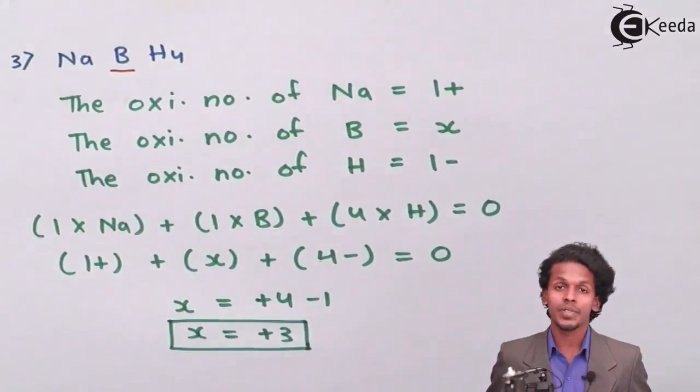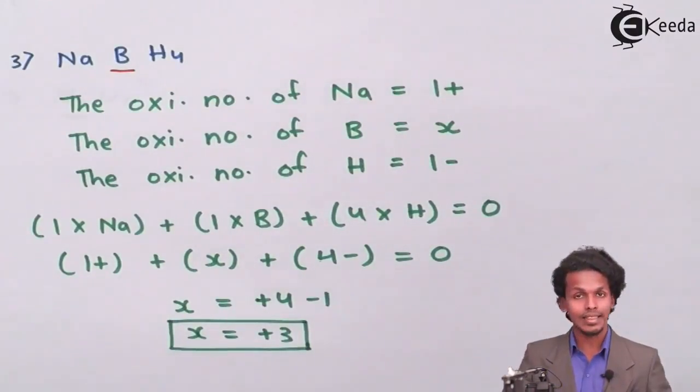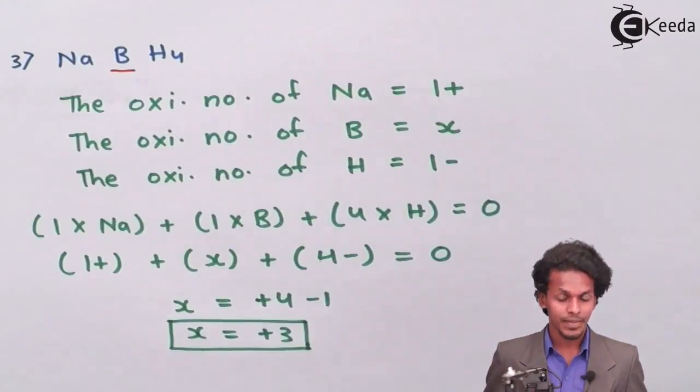But the oxidation number is represented by 3 plus. So therefore the oxidation number of boron in this molecule will be 3 plus.